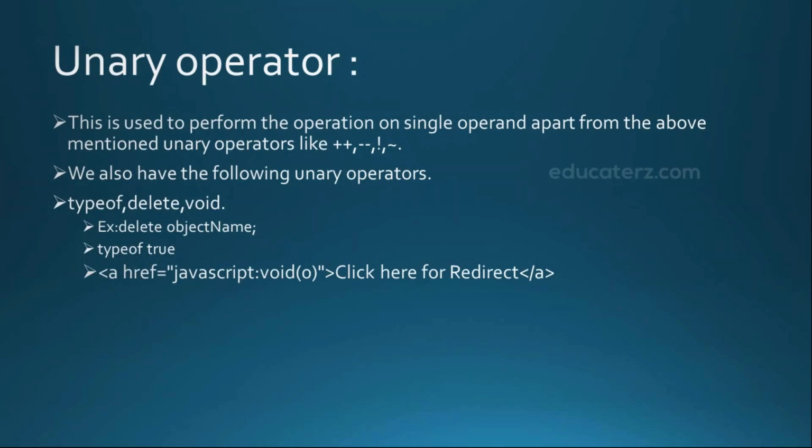Like here in this href, when you use this anchor tag link and the user clicks on the click here for redirect, it will trigger the value which has been written within the href. But here we are writing void of 0. This means it returns the value as undefined, so it will make sure the page will not get redirected. So in these cases we can use the void operator.